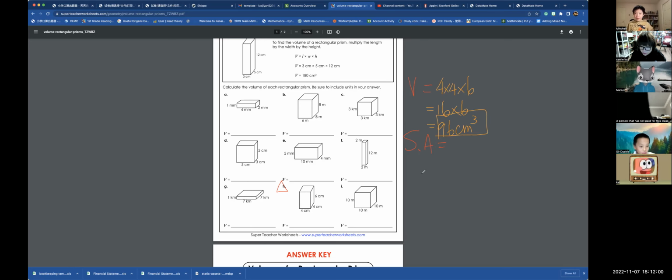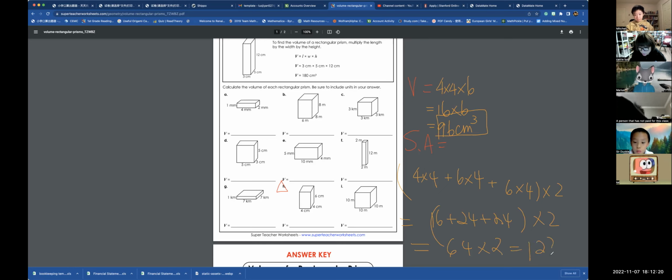Okay, so now let's see surface area. Surface area is 4 times 4 plus 6 times 4 plus 6 times 4 again, and times 2. So the answer is 16 plus 24 plus 24, and times 2 equals 64 times 2 equals 128 centimeter square. Okay, so let's see how many of you get it right? So that means you still remember whatever we learned before.